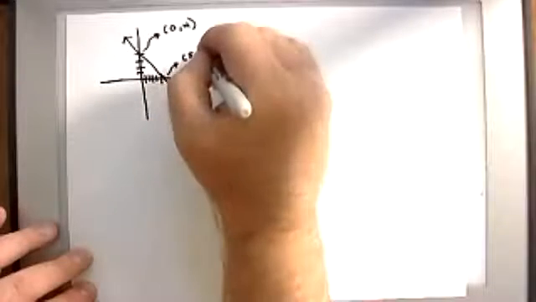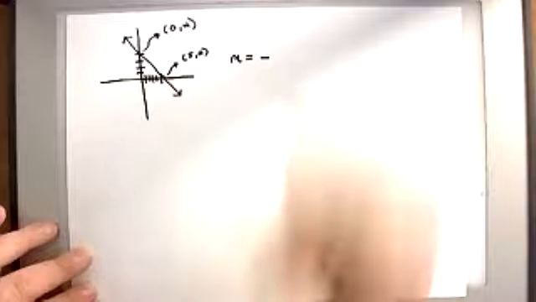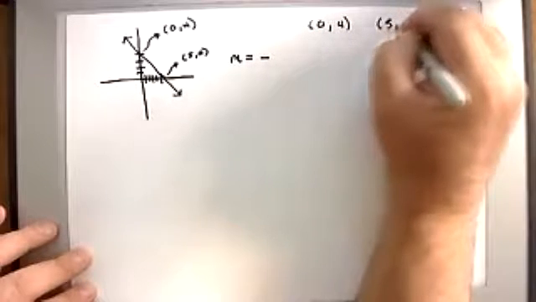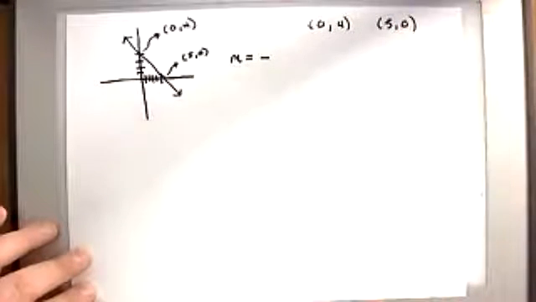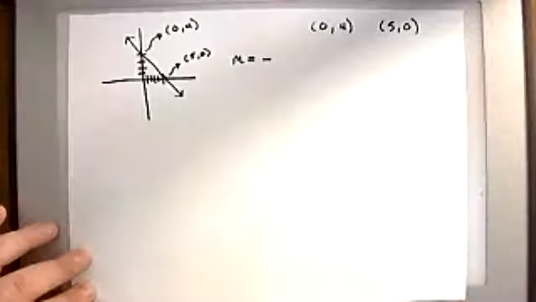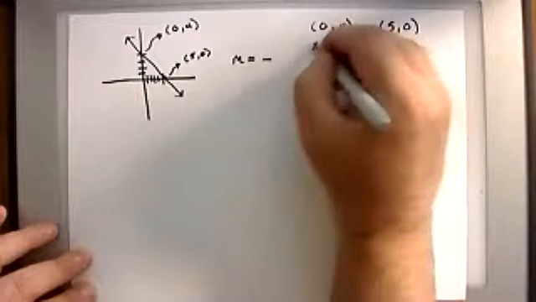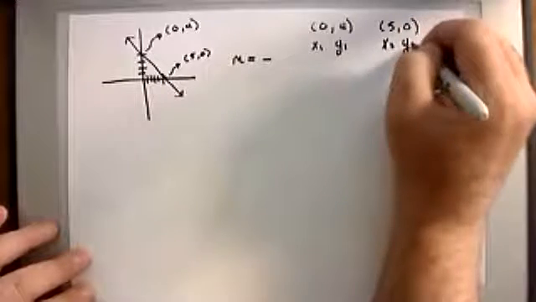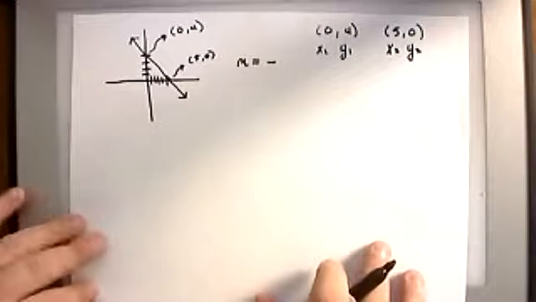So just label the points yourself. Even if they don't do it for you, just do it yourself. So what you have here is 0, 4, and 5, 0. Remember which one you call the first one and which one you call the second one does not matter. Just pick one. We'll call that x1. We'll call that y1. We'll call that x2, and we'll call that y2. If you did it backwards, you're going to get the same answer.